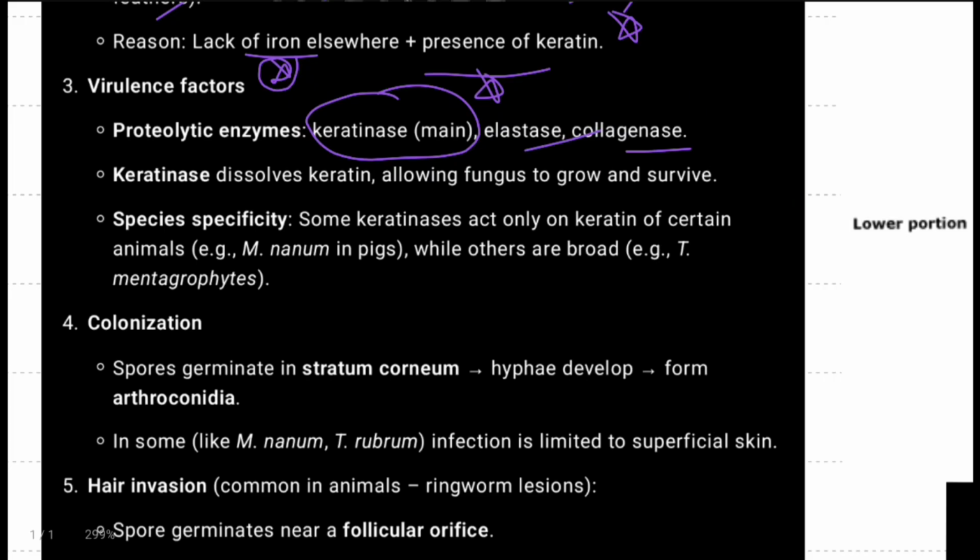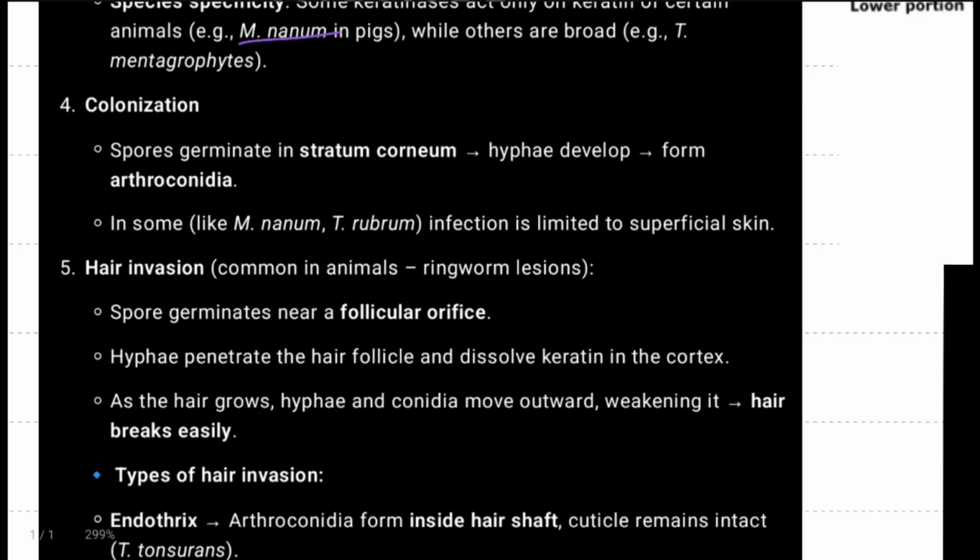This keratinase will dissolve the keratin, allowing the fungus to grow and survive in the area where keratin is filled in the tissues. And some species specificity is also noticed with the extraction of keratin. So when it comes to Microsporum nanum, a dermatophyte in pig, which acts only on the keratin of certain animals, that is, Microsporum nanum dermatophyte will only act on the keratin of the pig. So some species have shown this host species specificity.